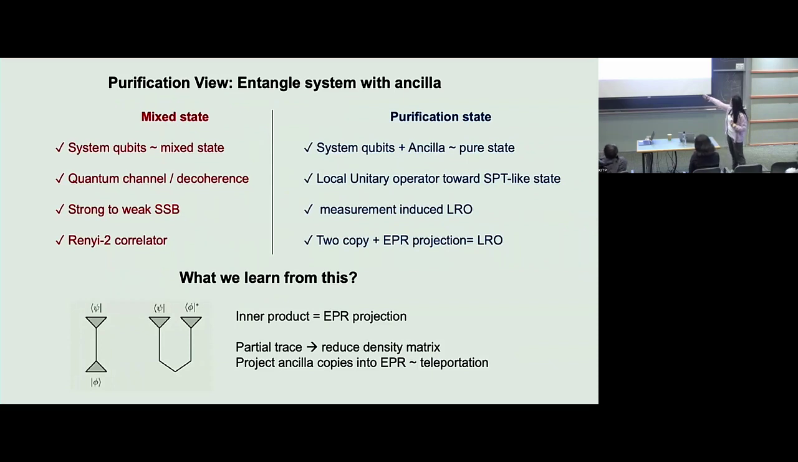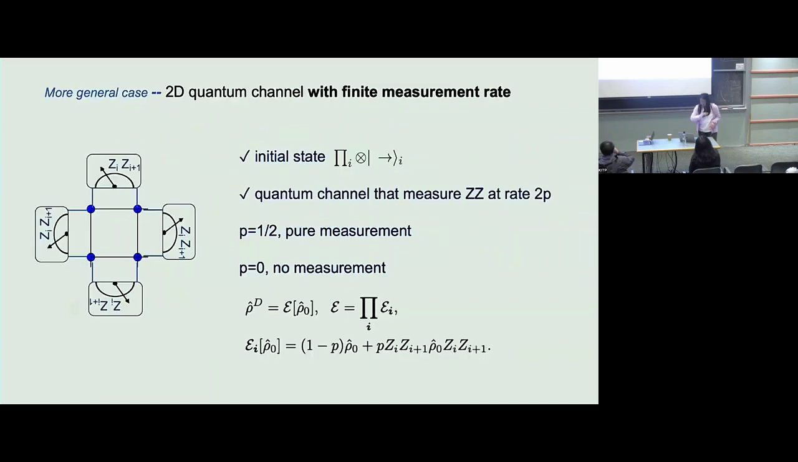And indeed, the Renyi-2 correlation function, which could be a way to manifest strong to weak symmetry breaking, is exactly equivalent to the fact that if we take 2 copies of any purified wave functions, make an EPR projection, we eventually get a long-range order. So the simple take-home message we learn from this simple example is that inner product is equivalent to EPR projection. So whenever you are doing a partial trace for the density matrix in the future to get a reduced density matrix, think about this process as doing some type of EPR projection for the wave function in the ket copy and the bra copy. Okay, so after this simple toy example, let's look into the more general case.